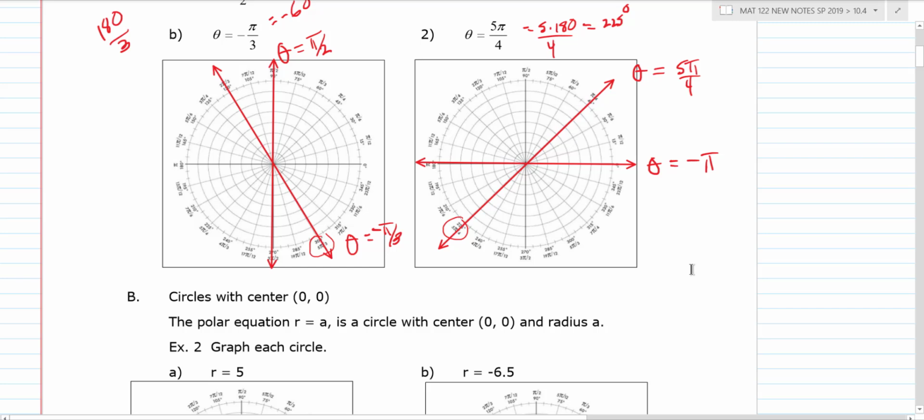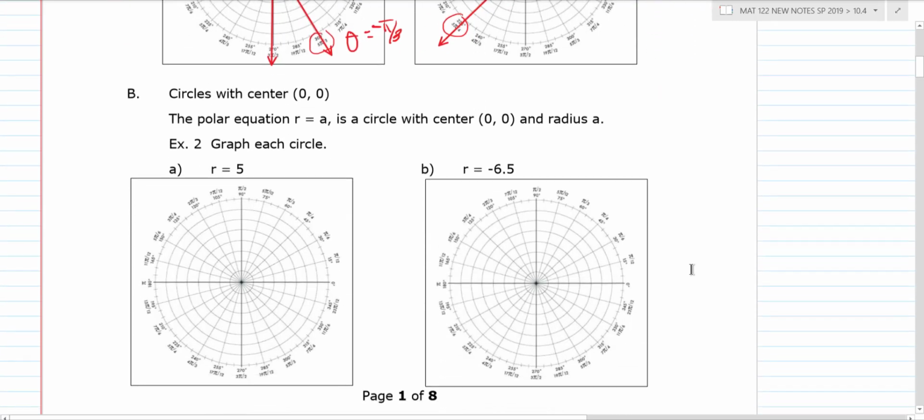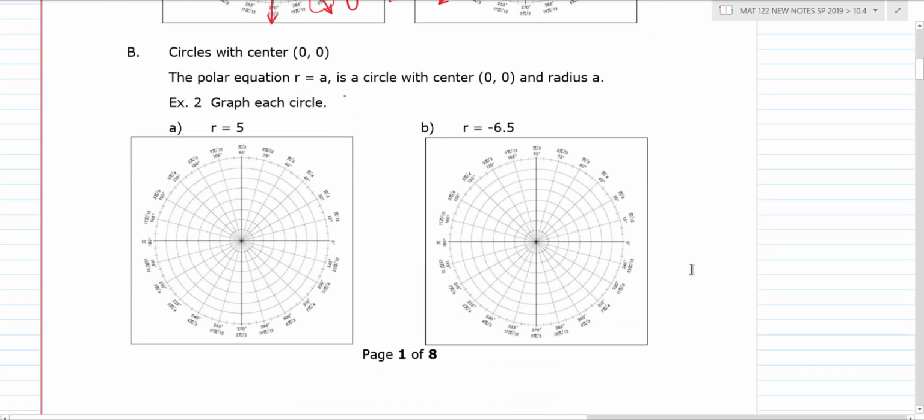Now we're going to look at circles that have a center of 0, 0. Again, we've already looked at these, and with these it's real simple. If you have r equals some number, that just means it's all the points with a radius equal to that number. So this would be all the points with a radius of 5. So 1, 2, 3, 4, 5. It would just be around like this. So you would just draw a circle around like that. You can just sketch it.